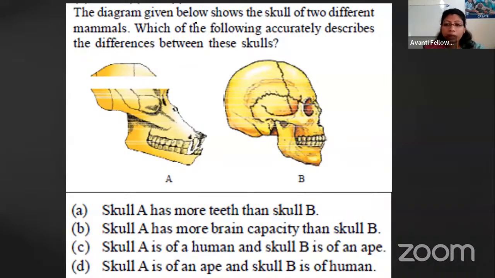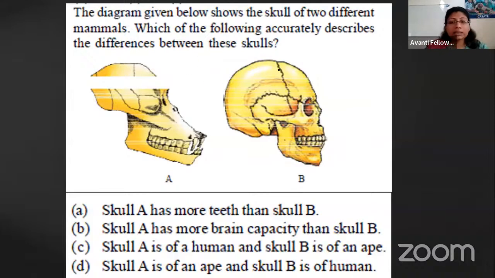Okay, now I am ending the poll. So you can see the result. Out of the 3 participants, 67% have chosen option D, and only one has chosen option C. Okay, let's see what is the correct answer to this question.